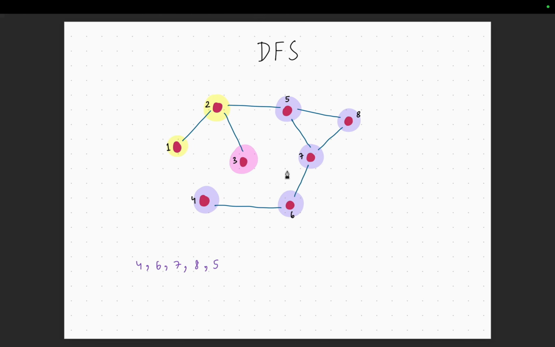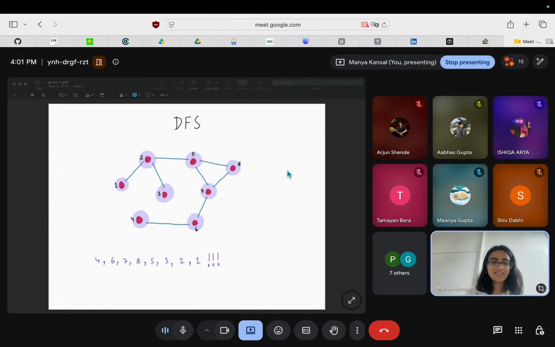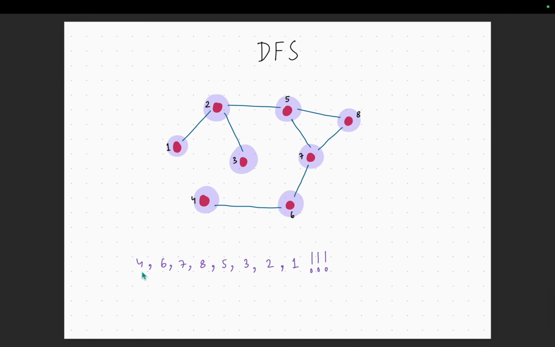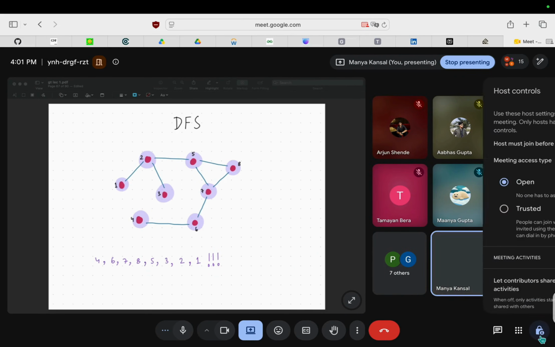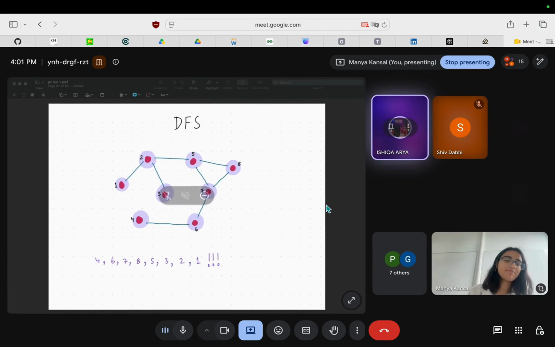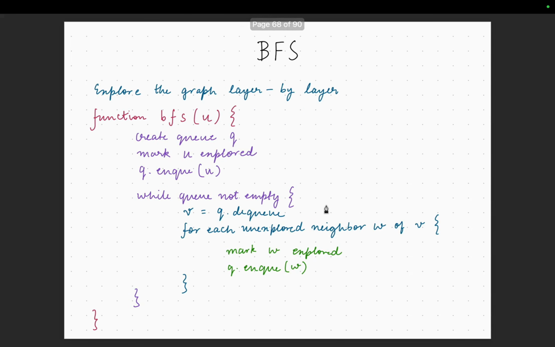But 7 is already explored, so we don't do that. The function just exits when it's supposed to visit 7. And then we go back to 2 and visit its neighbor 3, mark it, then go back to 2 and back to 1 again. And we are done exploring the entire graph. I hope you understood. This is a very important and very interesting algorithm. You could try and prove its correctness as well.